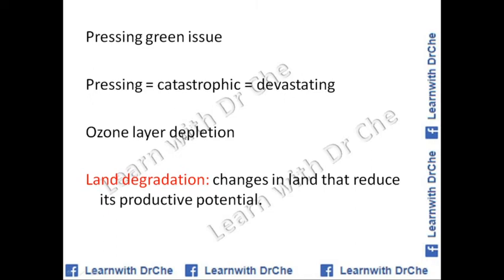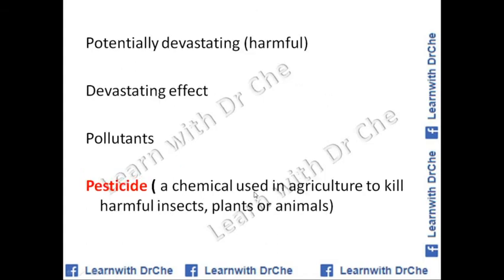We use the collocation ozone layer depletion. The ozone layer is depleting, it is becoming thinner. Land degradation means changes in land that reduce its productive potential, it is called land degradation. You can use these when you are writing an essay about the environment.